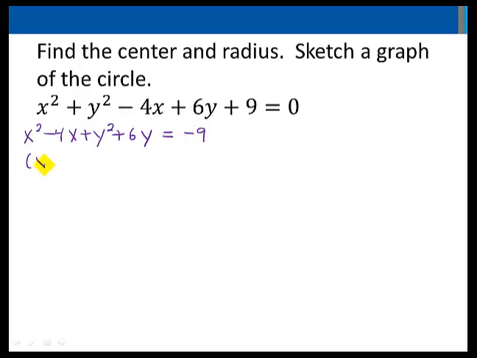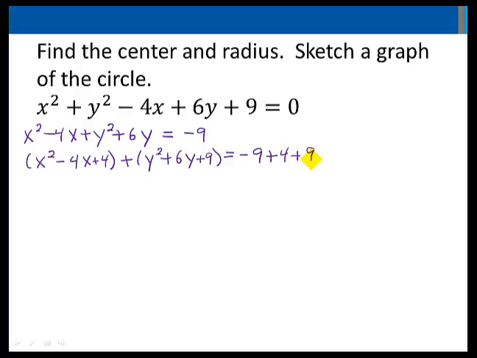I then want to put parentheses around the x squared minus 4x, leaving a little space for completing the square, parentheses around y squared plus 6y, leaving some space, and then I'll complete the square next. So x squared minus 4x, I take half of negative 4, square it to get a plus 4. I need to add plus 4 to the right side as well. Y squared plus 6y, I will add 9 here to complete the square. So to keep the equation equal, I will add 9 to the other side as well.